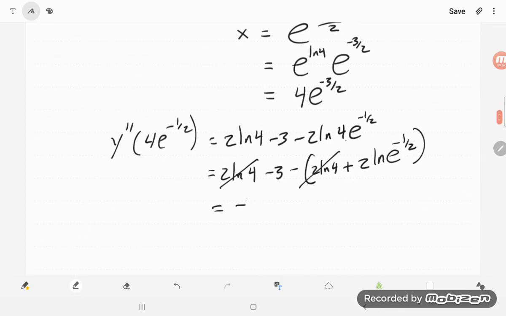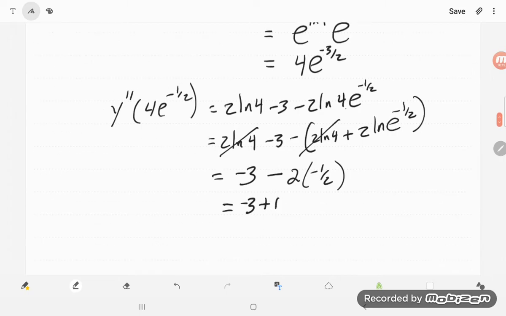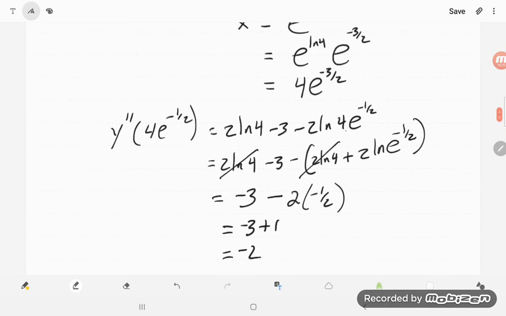So we get -3 and then minus, but look here, we've got log e to the -1/2. That's just -1/2. And so this is -2 times the -1/2. This is -3 plus 1. And so we get -2. So after all that, it looks like that.